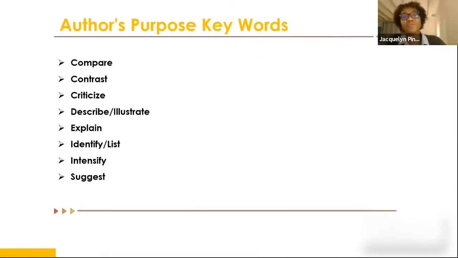So whenever you are answering questions about the author's purpose, you're going to see these. Okay, you're going to see these, and you want to ask yourselves, okay, is the author really comparing? Is the author really identifying the differences of certain statements or certain theories, right? Is the author being critical, right?